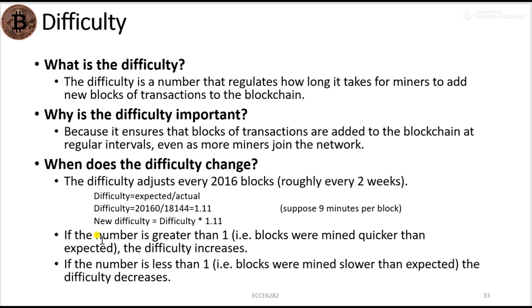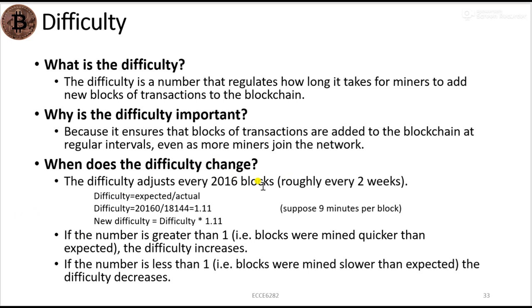Why is this difficulty important? It makes sure that blocks of transactions are added to the blockchain at regular intervals, even if more miners join the network. Because with more miners in the network, they can join their power with each other and get the valid hash more quickly. But we don't want our valid hash to come before 10 minutes. We want a new block to be added after every 10 minutes. So the difficulty level is not a fixed thing. Difficulty is a value that is adjusted regularly, every 2016 blocks.